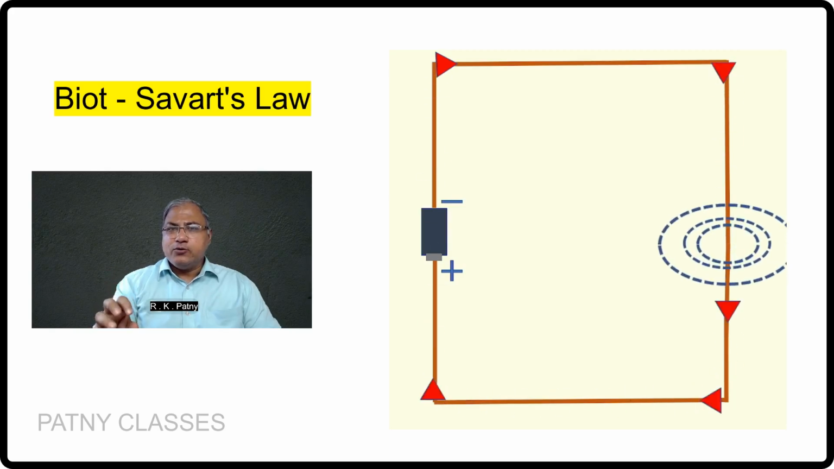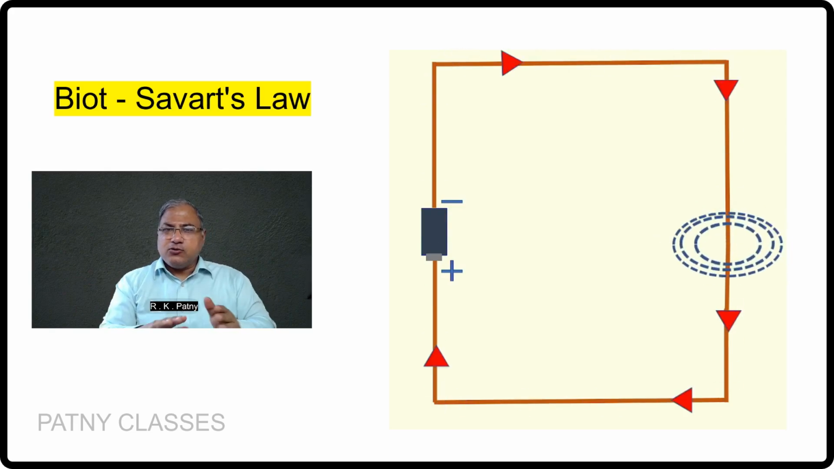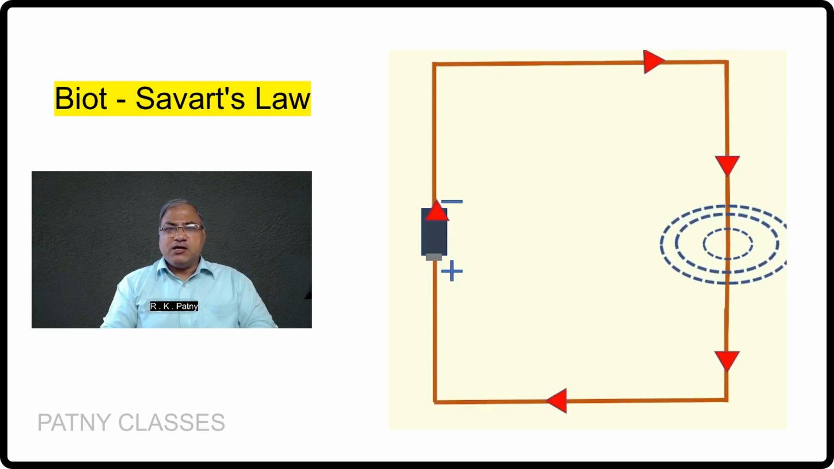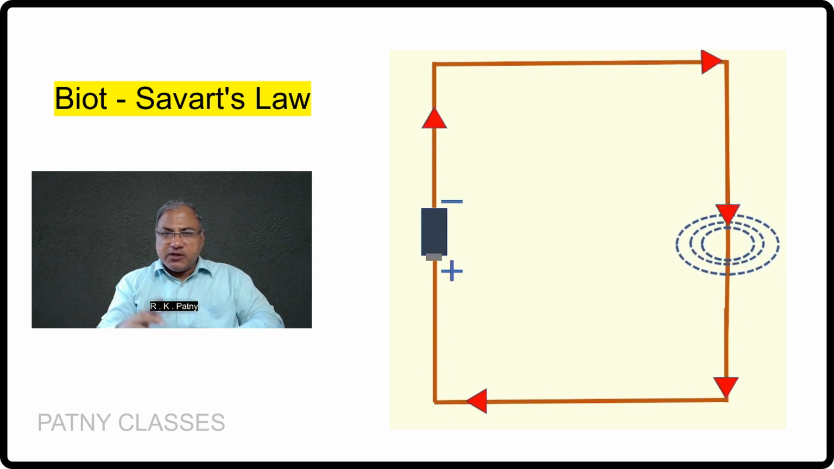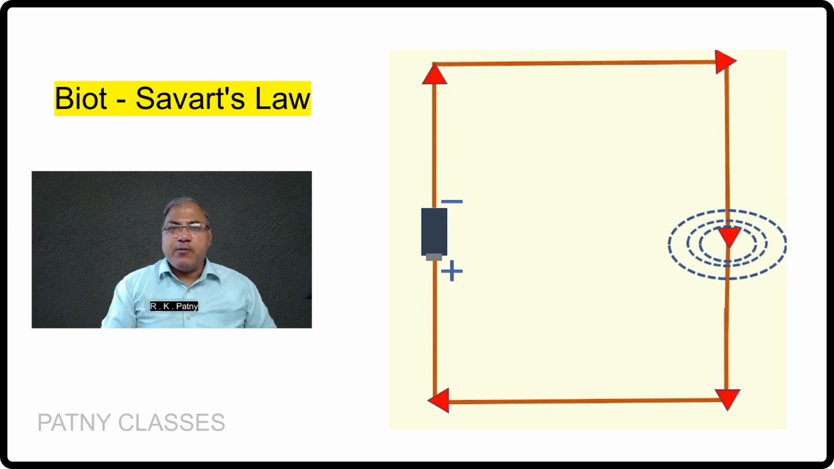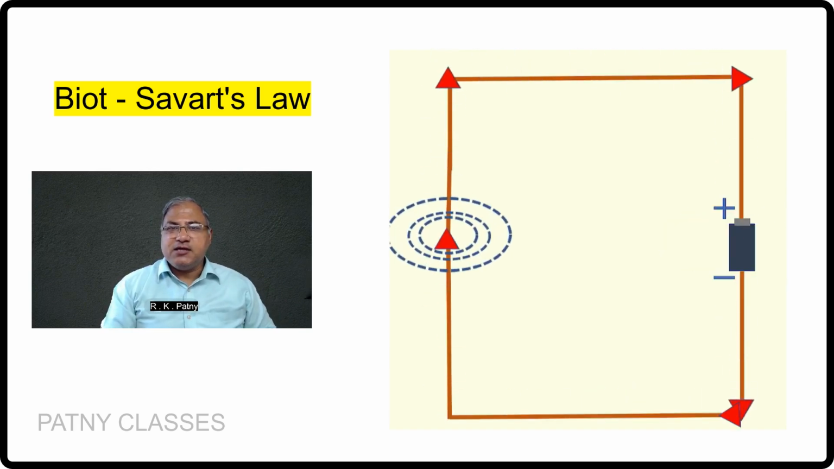Hello. Whenever you talk about an electrical wire, and current is flowing through it, what happens? One thing is that the wire becomes hot. Whenever current flows, the wire becomes hot. That is the one thing everybody knows. That is nothing but the heating effect of electric current.